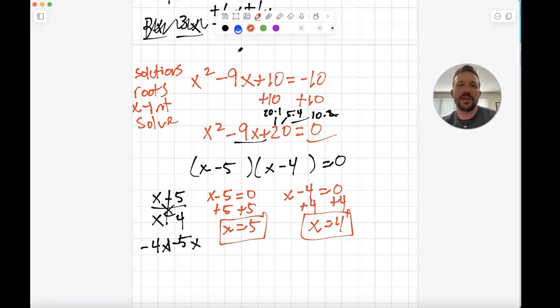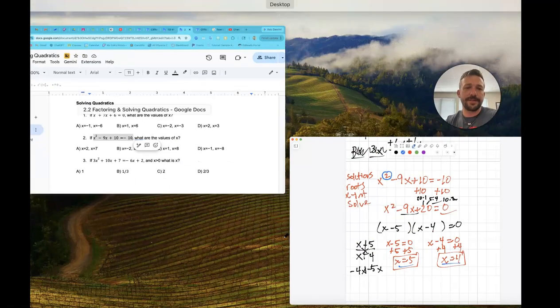So if you're wondering, how does it have 2 answers? How do you know how many answers it's supposed to have? If you look at the largest exponent, that pretty much tells you how many answers you're going to have. So this one had the largest exponent of 2, so I knew I was going to have 2 answers at the end. Okay, so that's how you're going to go about doing these.